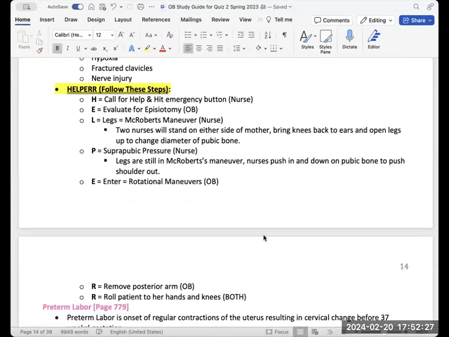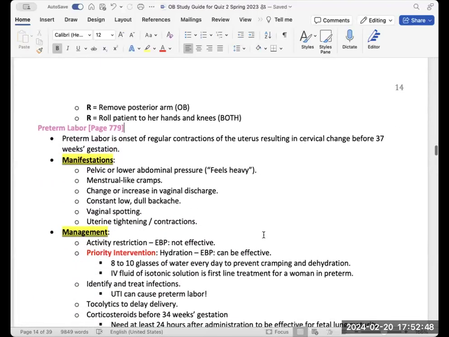So you need to know the steps like this, but also know which ones the nurse does and which ones the nurse can assist in, because that's what she's looking for to see out of all of these steps. What can the nurse do? The nurse can call for help. The nurse can put them in McRoberts maneuver. The nurse can apply suprapubic pressure, and the nurse can help roll the patient onto her hands and knees.